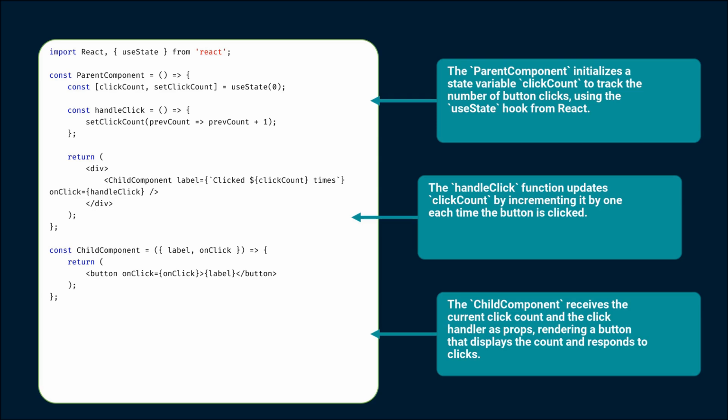In the child component, we receive these props and attach the onClick prop to a button element. This setup creates a seamless interaction. Each click updates the click count in the parent and consequently changes the label displayed in the button. This example illustrates the powerful synergy between props and state in developing interactive applications.